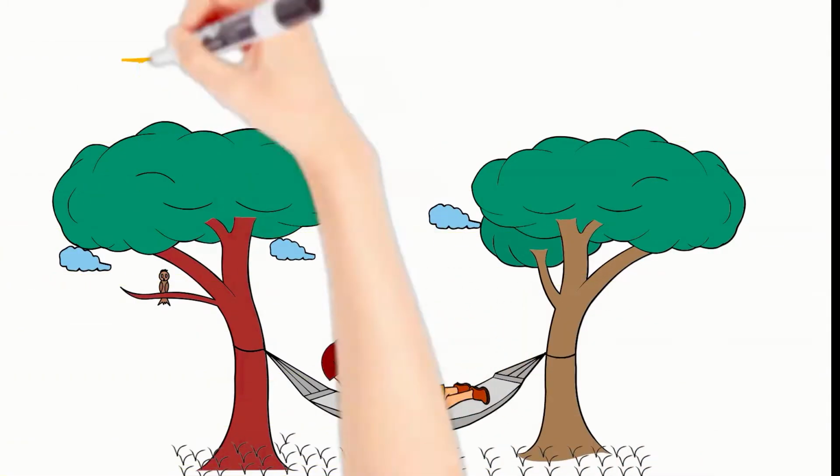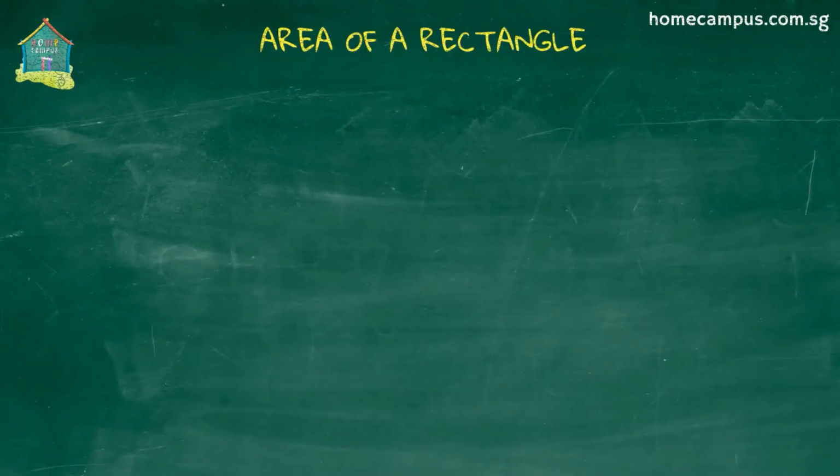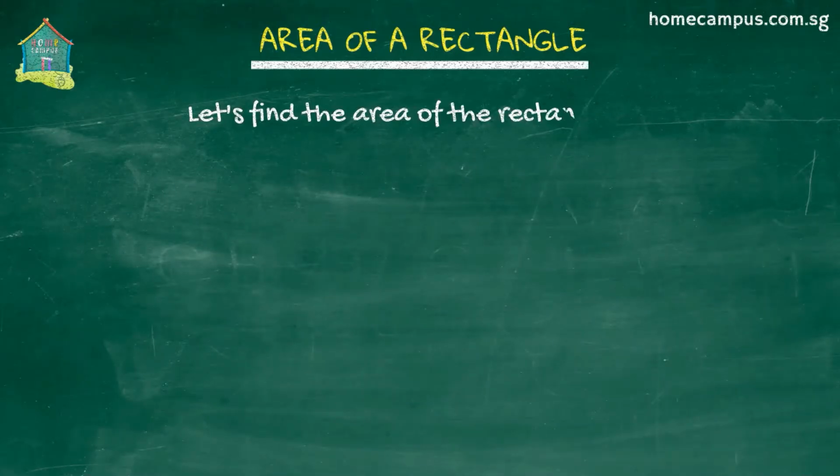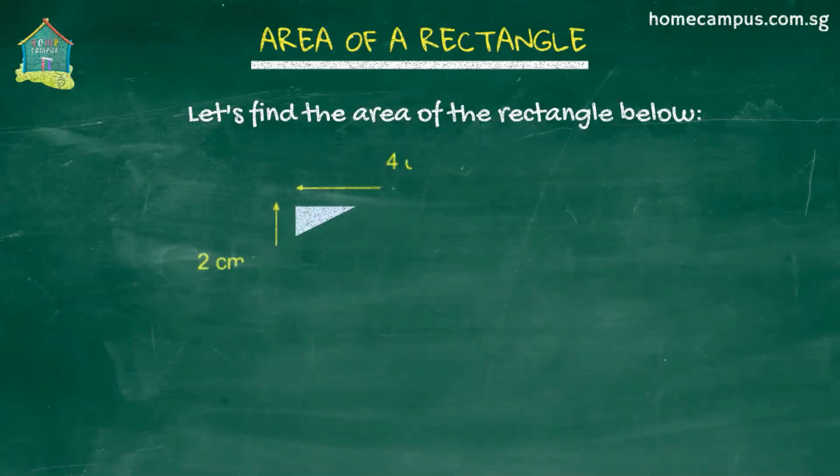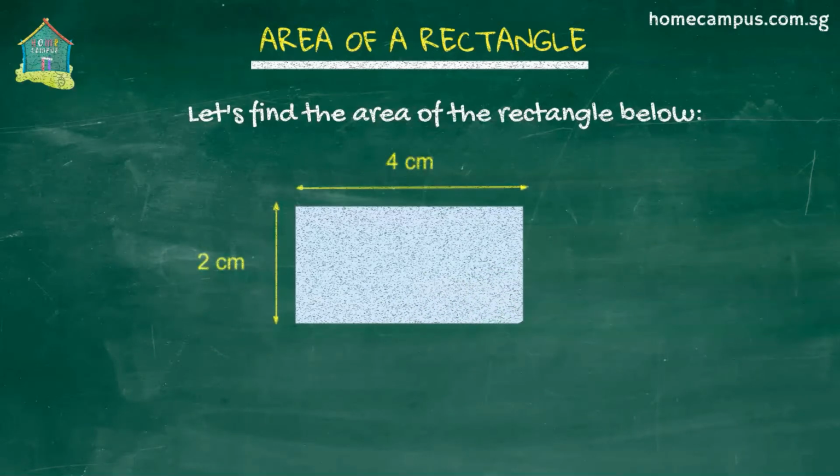Alright, now let's dive straight into this tutorial. To understand what we mean by the area of a rectangle, we will use an example. So here is a rectangle. Its length is 4 centimeters and its breadth is 2 centimeters.